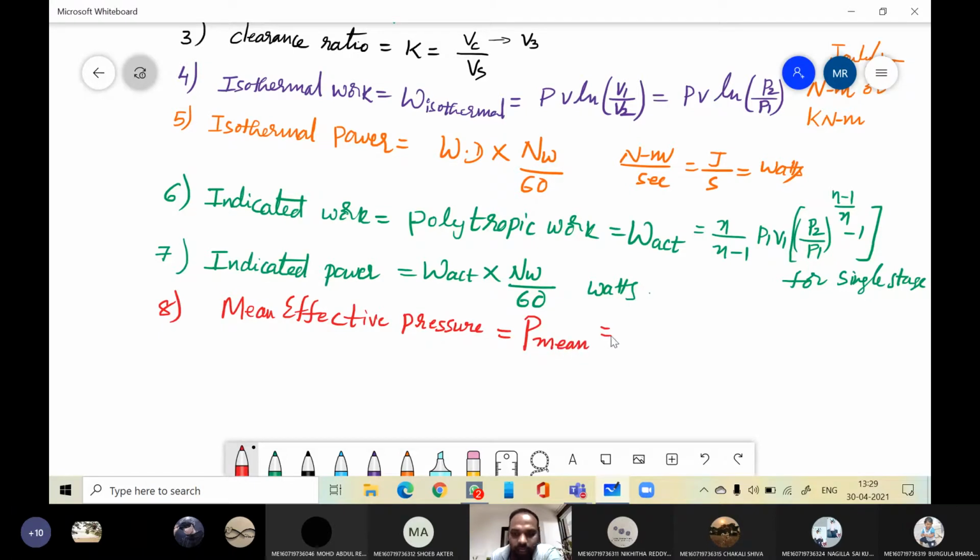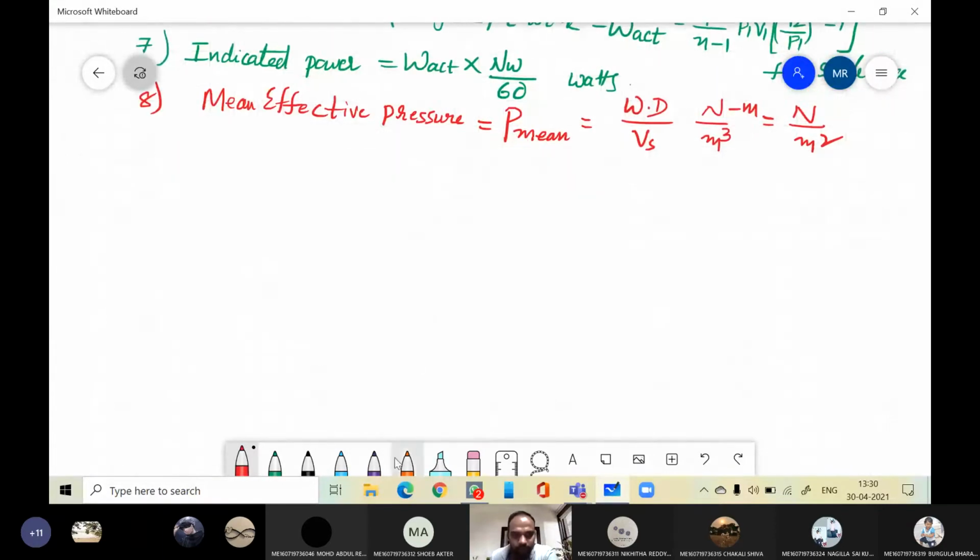Therefore, we are calling that pressure the mean effective pressure. Mean effective pressure can be calculated by dividing work done with swept volume. Work done is in Newton meters, swept volume is in meter cube, so that is Newton meter per meter cube, which is the pressure unit, Newtons per meter square. This is the formula. Most of the time we will take the actual work, that is, the indicated work. Next formula.